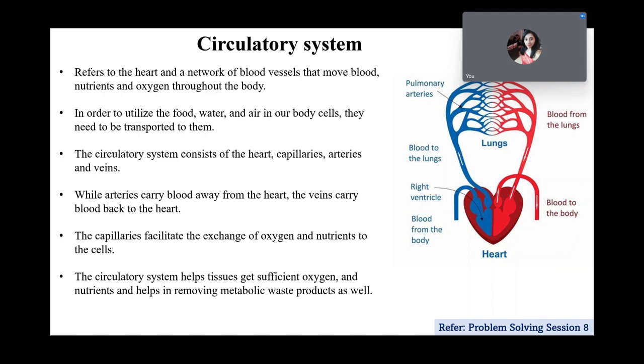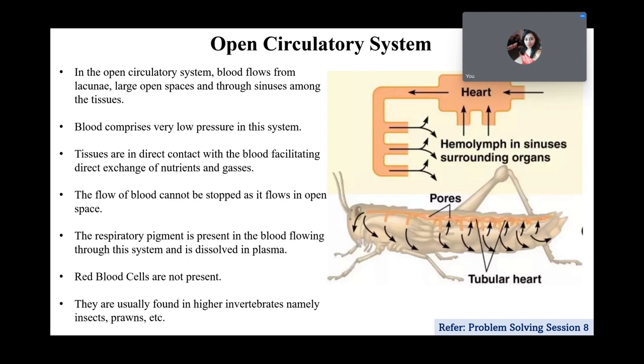Open circulatory systems are present in organisms where the blood flows from lacunae, or basically from large open spaces and some sinuses. What I mean by this is that there is no defined channel by which the blood flows. The blood flows in very large open spaces, and because of this, the tissues are in direct contact with the blood, and therefore there is direct exchange of nutrients and gases. Here, the blood pressure is very low because there is nothing to inhibit or restrict the blood flow.